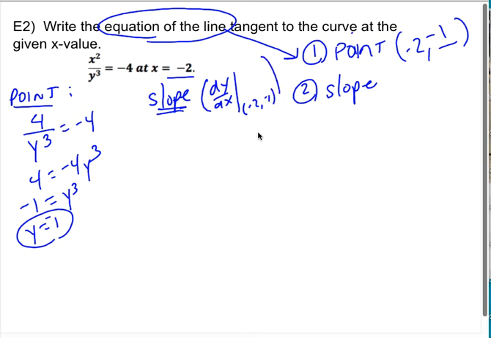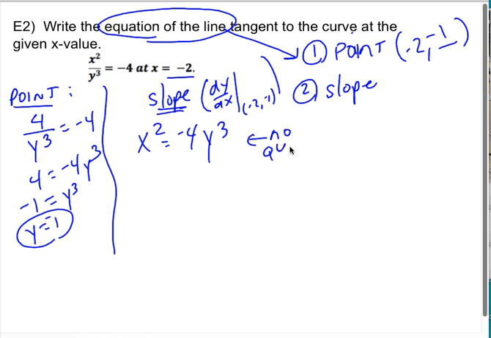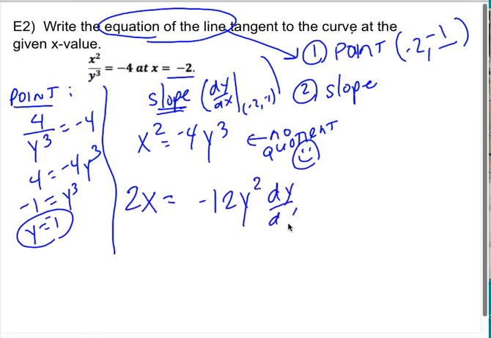So to do that, I really need to find dy/dx first, right? So it's up to you. If you don't want to do a quotient rule, I'm going to argue that this is not a good case for a quotient rule. I'm going to argue it makes way more sense to multiply the annoying y cubed over, and now there's no quotient rule, right? So now there's no quotient, and that's super nice. So when I differentiate, I get 2x equals -12y squared dy/dx, and I can divide that over and get 2x over -12y squared.